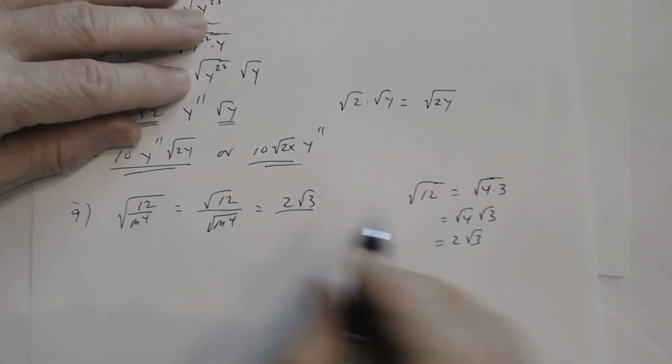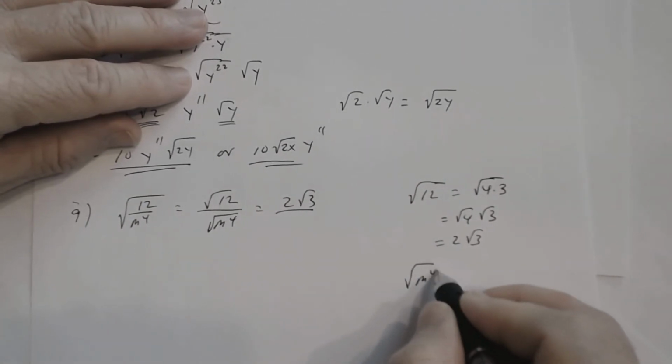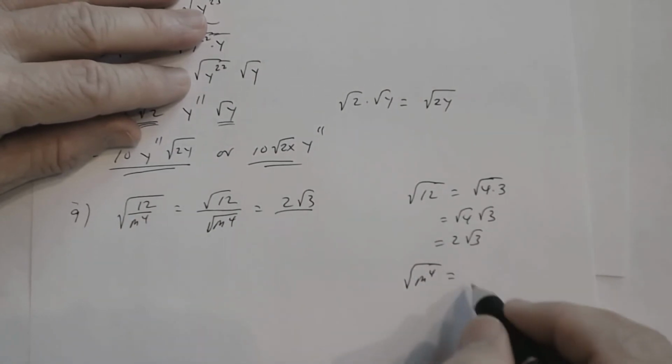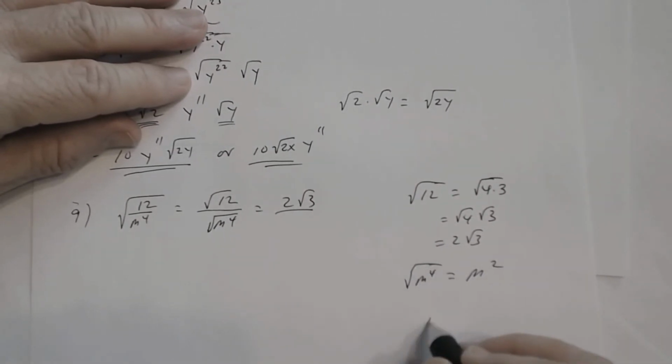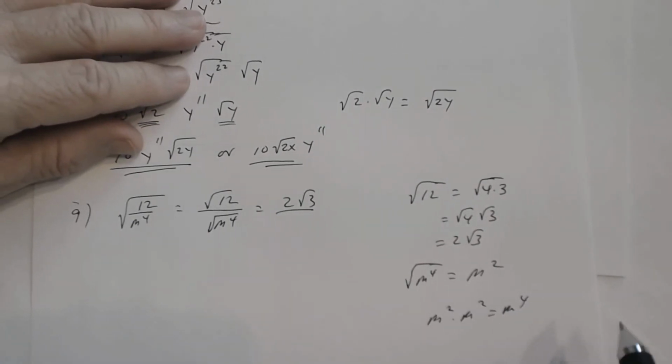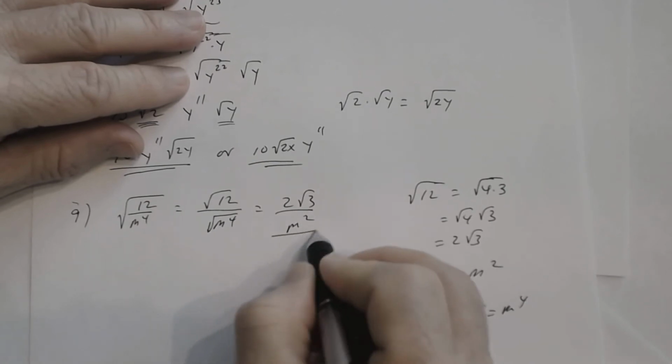The denominator, I have the square root of m to the 4th. Well, the exponent's even, so that's the easy kind. So what's the square root of m to the 4th? 4 divided by 2 is 2, so m squared. And it kind of makes sense because m squared times m squared is m to the 4th, the radicand. So there's your answer. You're done.